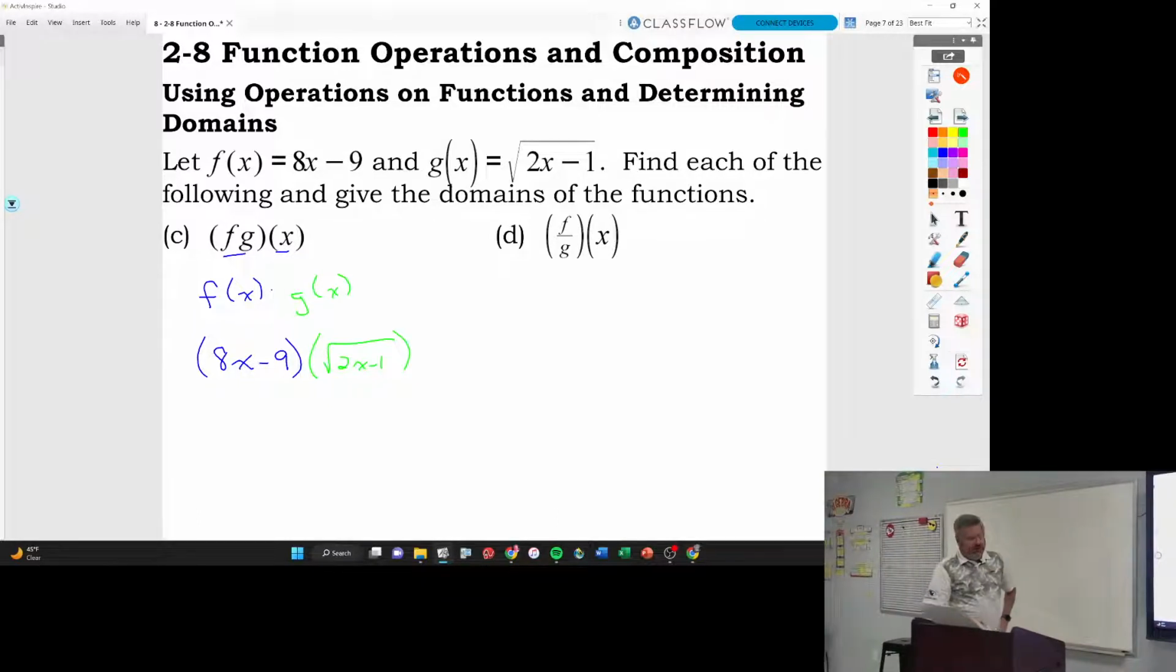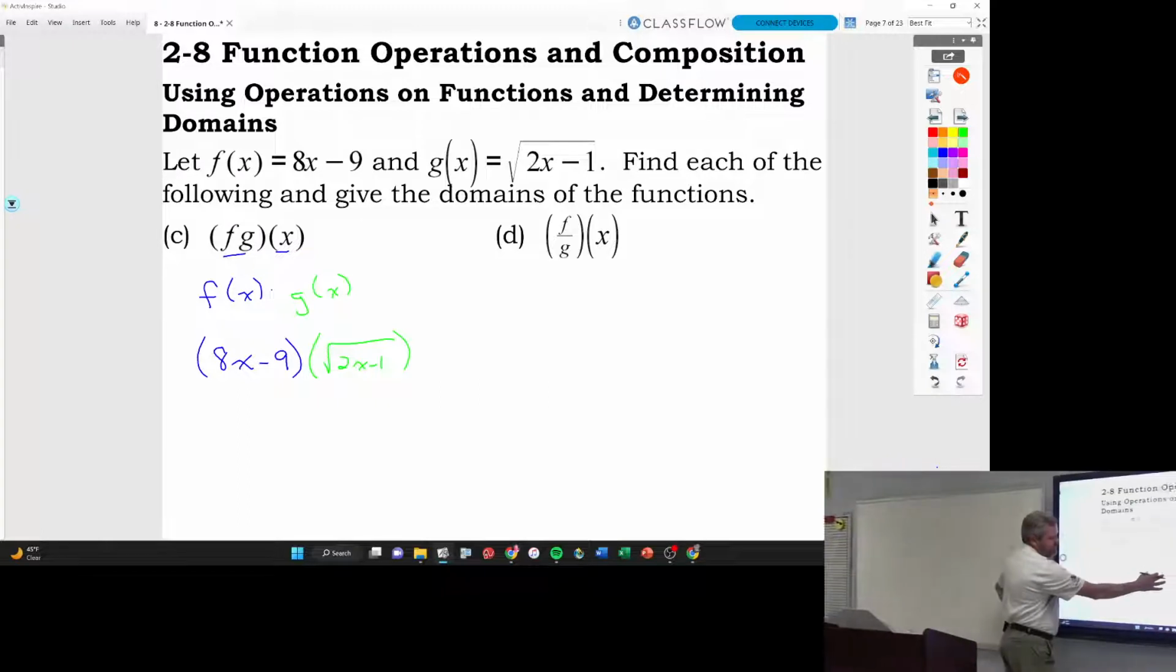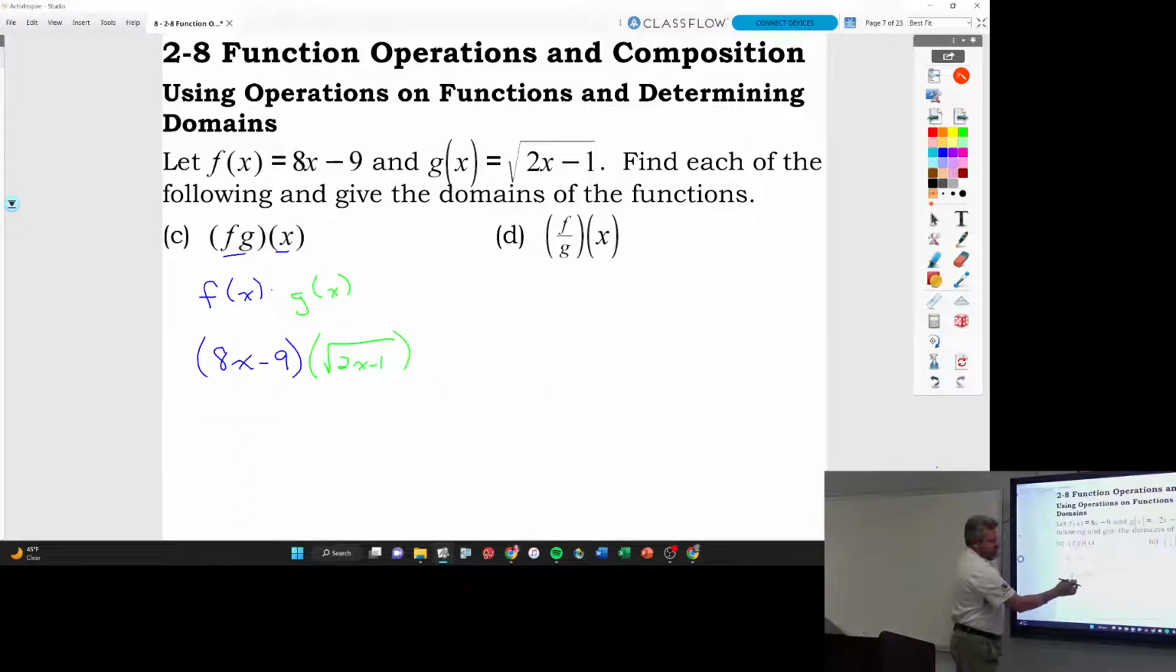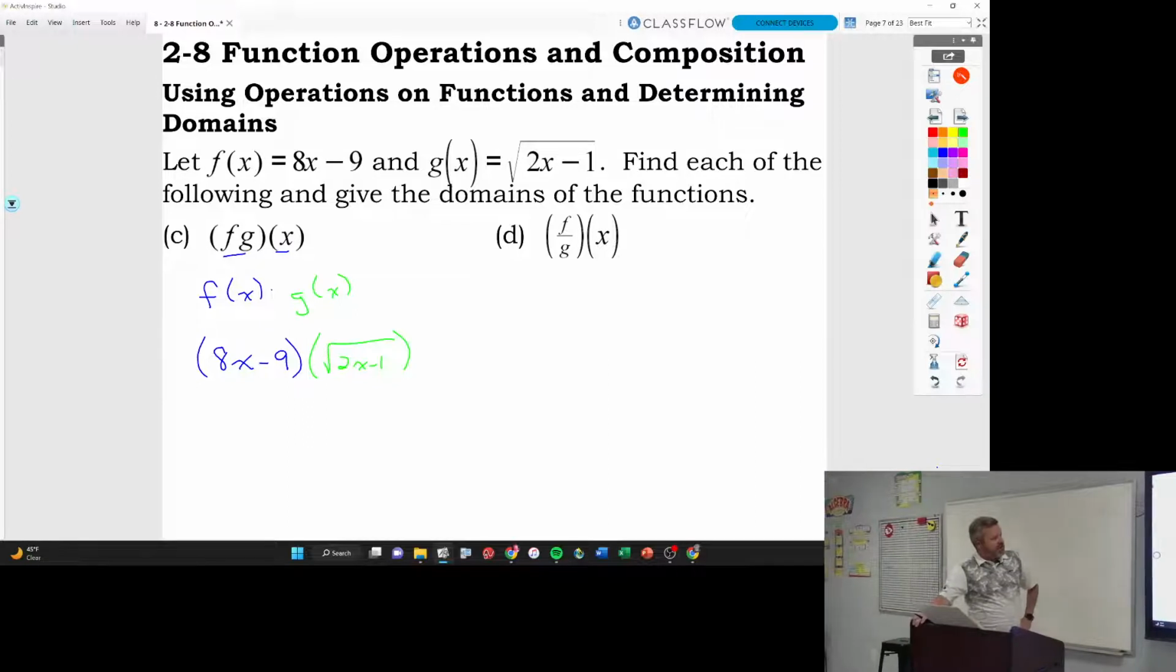And as we look at that problem, there's really nothing that I can do with that. I mean, sure, if you wanted to, you could distribute the square root of 2x minus 1 and have 8x square root of 2x minus 1 minus 9 times square root of 2x minus 1, but that doesn't accomplish anything, so we can leave it like it is.